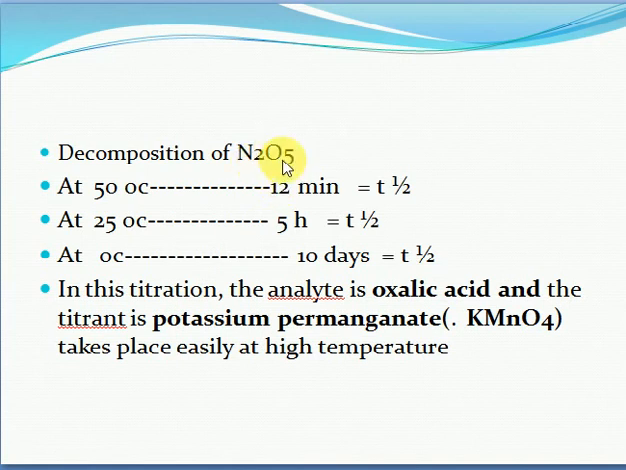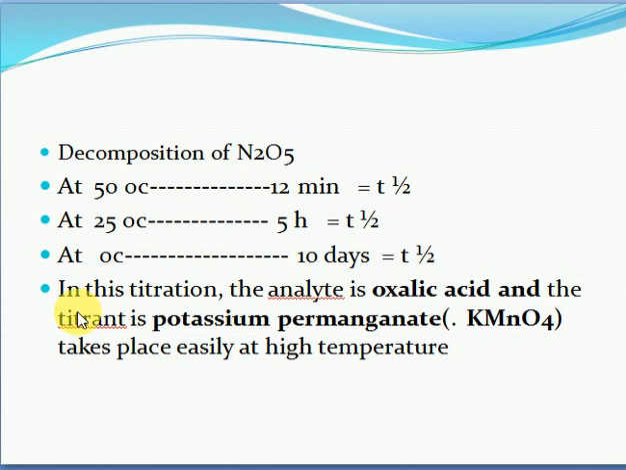Suppose nitrogen pentoxide decomposes at 25 degrees; it requires 5 hours. Remember, as temperature decreases, the time taken increases. At 0 degrees Celsius, it requires 10 days for complete decomposition of nitrogen pentoxide. It clearly indicates that when temperature increases, the rate of a chemical reaction increases.